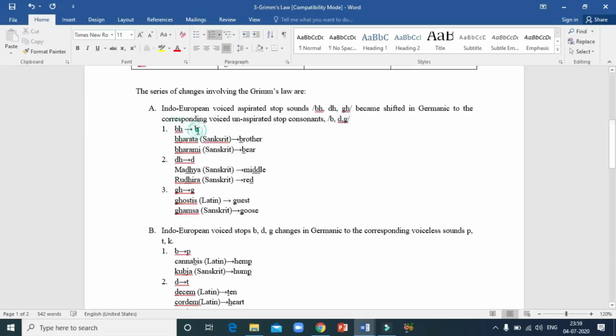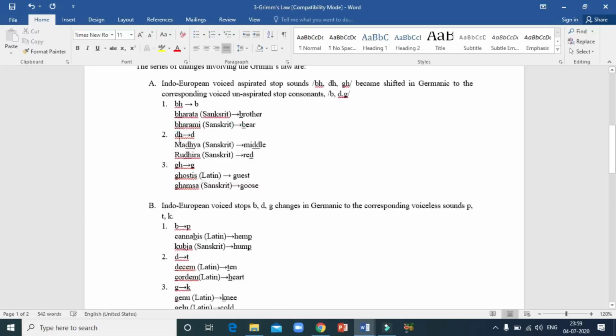P to b. Prata in Sanskrit becomes brother in English. So p became b. Let's look at the second one. Th to d. Madhya in Sanskrit became middle in English. So th became d. Let's look at the third change. Kh became g. Khamsa in Sanskrit became goose in English.